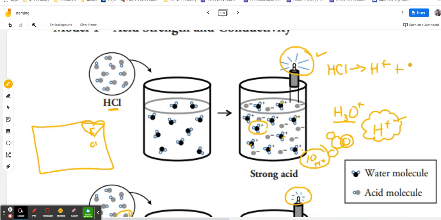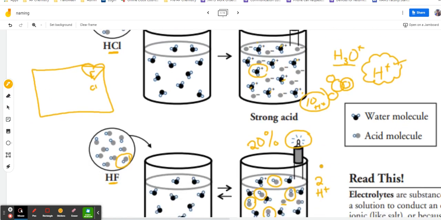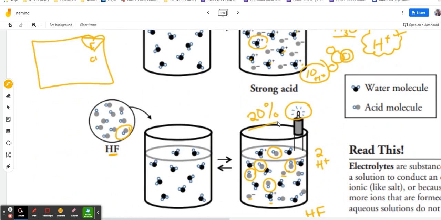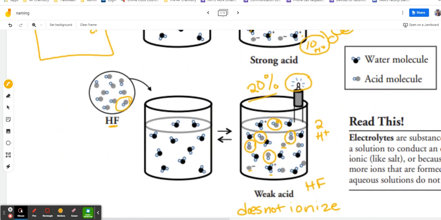Okay, so it turns into H plus and Cl minuses, and those H pluses are becoming those hydroniums. So the fact that this is a 100% versus, we'll call this a 20%, that's what we're looking at. How much does it ionize? Strong acids ionize completely, weak acids ionize partially, and that's going to be our focus.